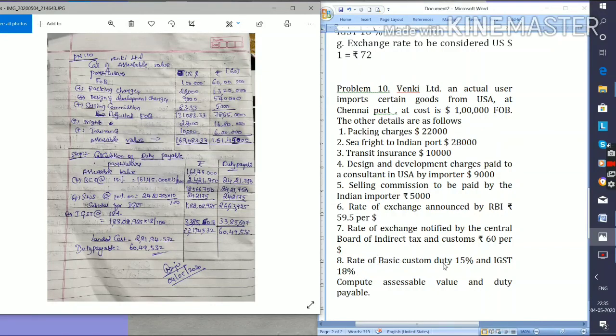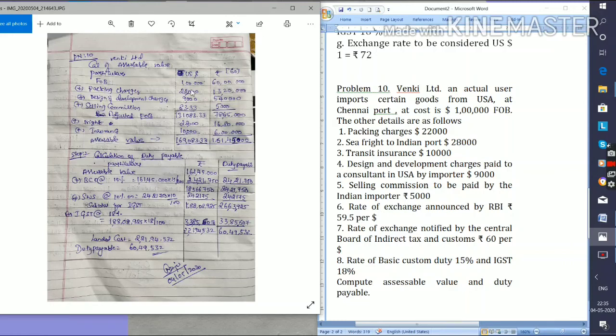Next, the rate of basic customs duty is 15%, which we will take for the calculation of duty payable on assessable value, and IGST at 18% on the subtotal of IGST. Compute the assessable value and duty payable. Go with the problem. Venki Limited, calculation of assessable value, imported through ship. The exchange rate is 60 rupees per US dollar. FOB 1 lakh, converted to Indian rupees, 60 lakh.